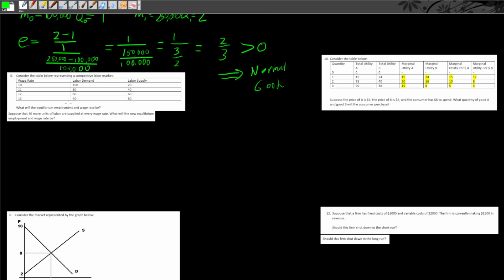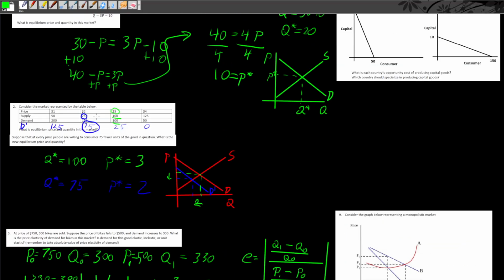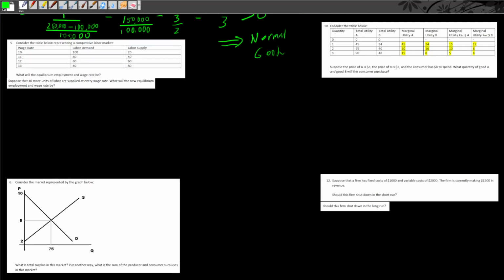Okay, so next we have a labor market question. So consider the table below, assuming it represents a competitive labor market. We've got different wage rates that correspond to a labor demand and a labor supply. We want to figure out what the equilibrium employment and wage rate will be. So this is very similar to question 2. We've just relabeled things in terms of a labor market rather than a product market.